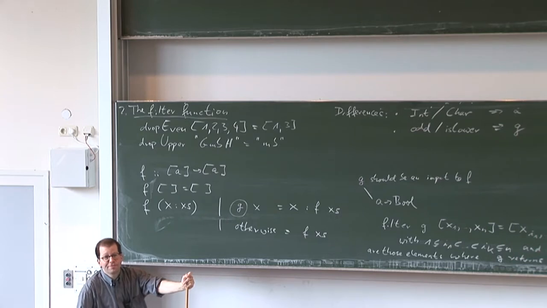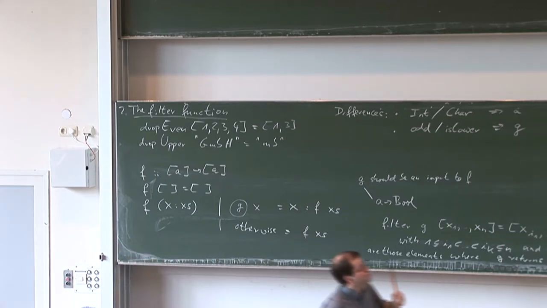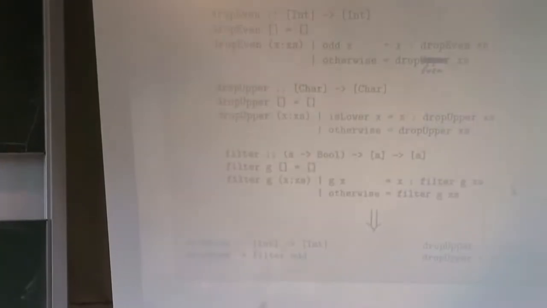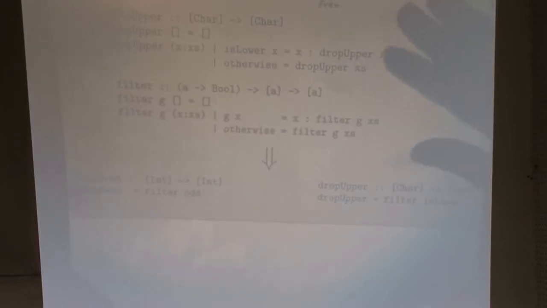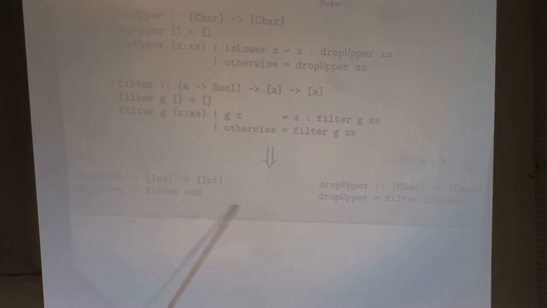Any idea? Drop even equals filter odd. Right. So drop even is filter odd, and drop upper is filter is lower. You just have to say how to instantiate this function g. So let's see. Drop even is filter odd, drop upper is filter is lower. So this tells you how to instantiate this function parameter, and, well, same effect.